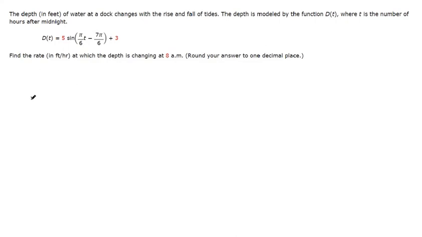We're asked for the rate of change, so we want a derivative with respect to t, and so we need the chain rule. There's an outer function, the sine function, and then there's an inner function whose derivative will be pi over 6. So the derivative of sine is cosine, and we keep the innermost function the same.